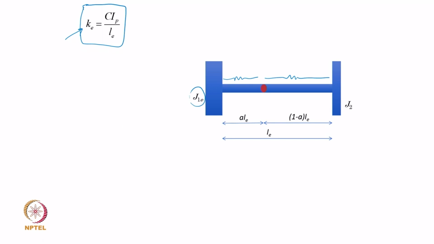J1E is basically the generator inertia, J2 in this case is the turbine inertia, they are coupled together. And now, these two shafts, these two inertias, are like connected by a single shaft like this, right, and they are going to rotate. They will be held in bearings, so they will be free to rotate in the bearing supports.